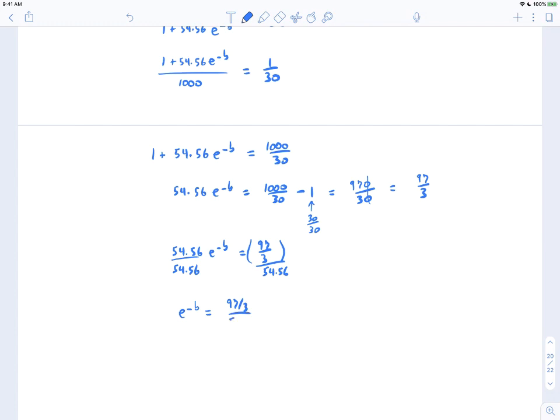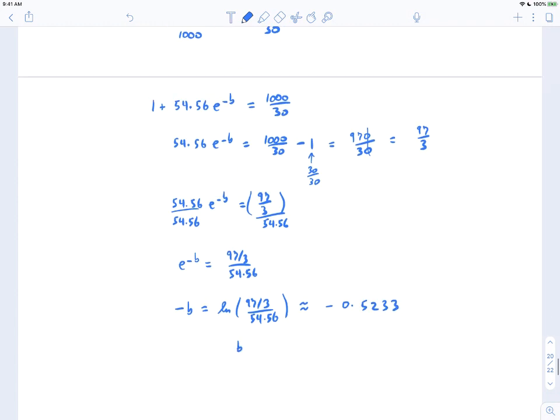So e to the negative b is 97 over 3 divided by 54.56. Take the natural logarithm of both sides and you'll get minus b is equal to ln of 97 over 3 divided by 54.56. And if you use a calculator to compute that, this is approximately equal to minus 0.5233. So b is equal to 0.5233. And that tells us b.